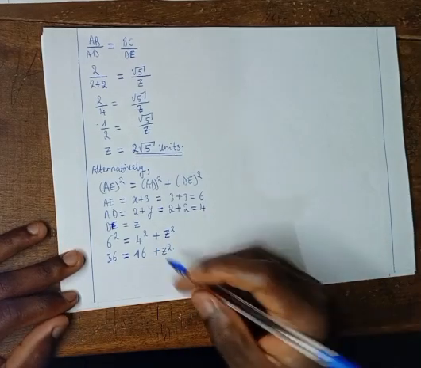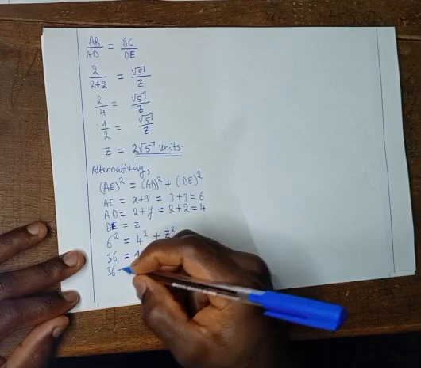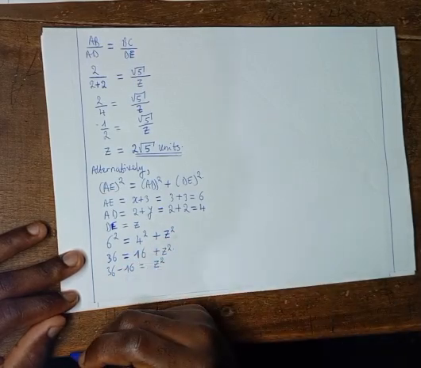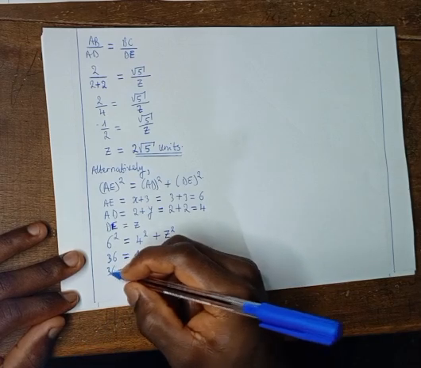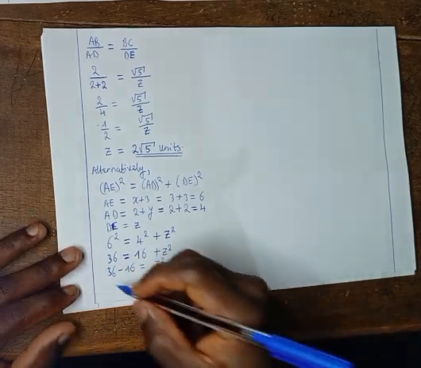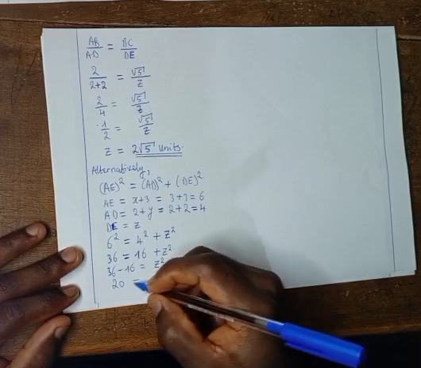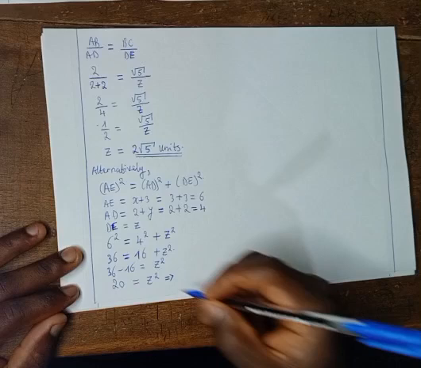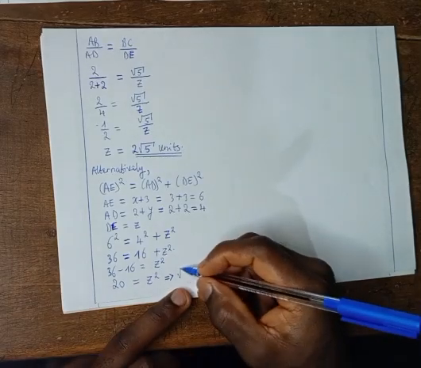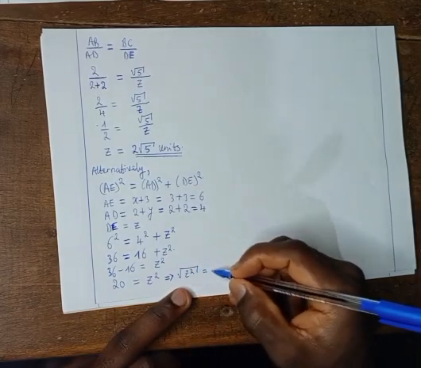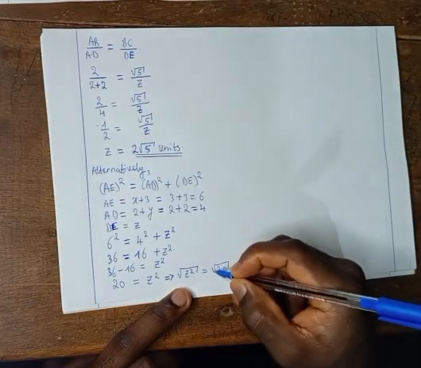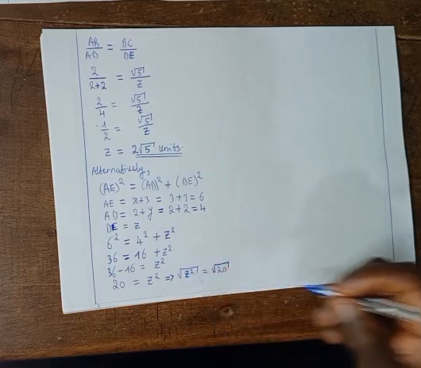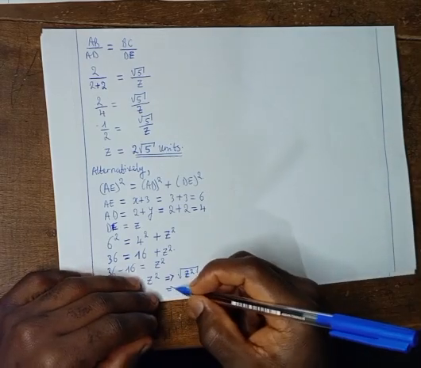Next, we have to make Z squared the subject of the formula. So we're going to transfer 16 this way. This will give us 36 minus 16 equal to Z squared. 36 minus 16 is simply equal to 20. So 20 is equal to Z squared. Then if you take the square root on both sides, this will give us the magnitude of Z. We know Z is greater than or equal to 0.